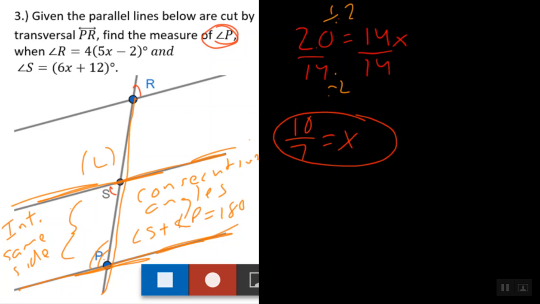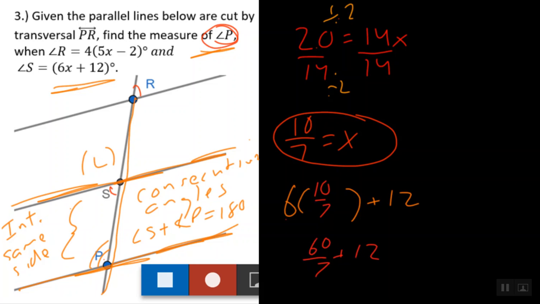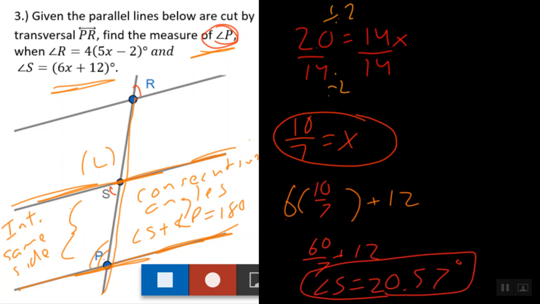So how are we going to tackle something like this? Well, we don't really have any expression for P. So we're going to take angle S, and we will simply do 6x plus 12. We plug in our x, 10 over 7. And of course, 6 times 10 is going to be 60 over 7 plus 12. And guys, I'm a-okay with y'all using a calculator and getting decimals for this one. So let's just do 60 over 7 plus 12. And you'll get that angle S is equal to 20.57 degrees.